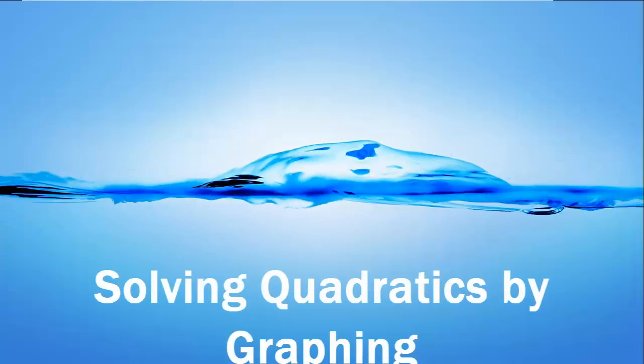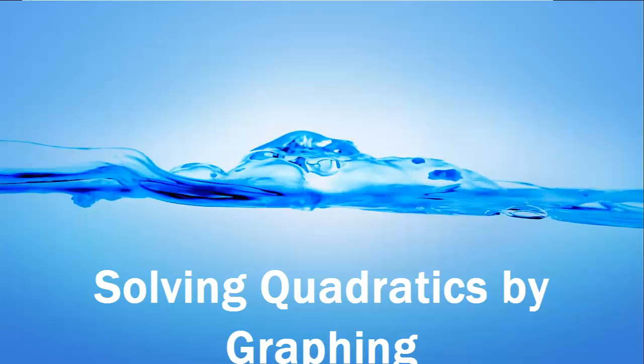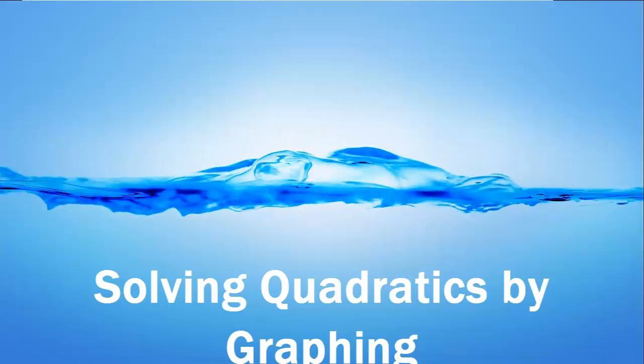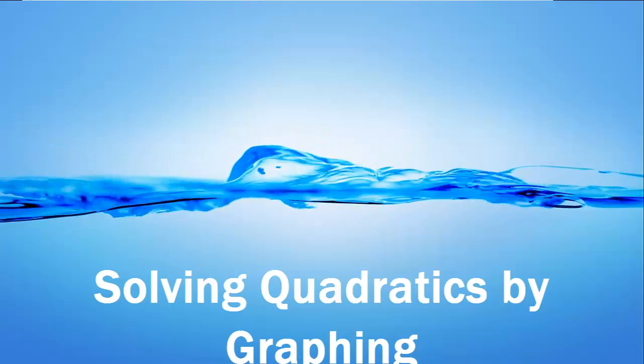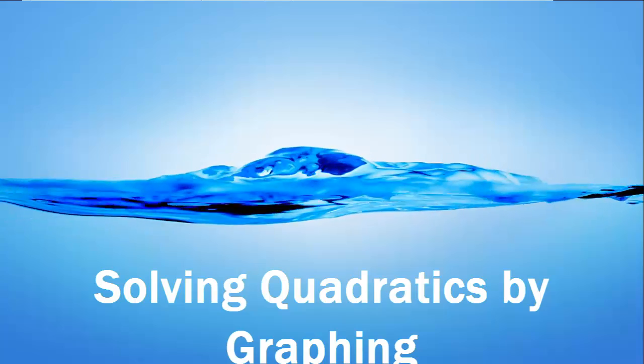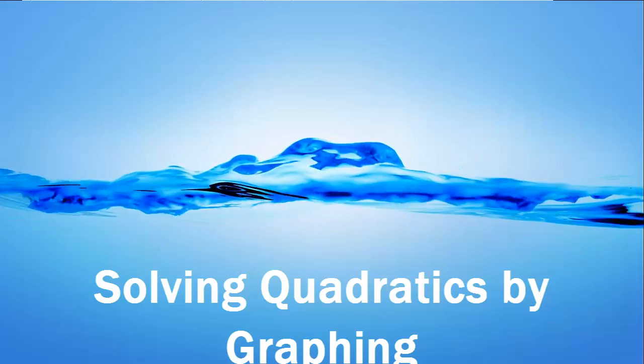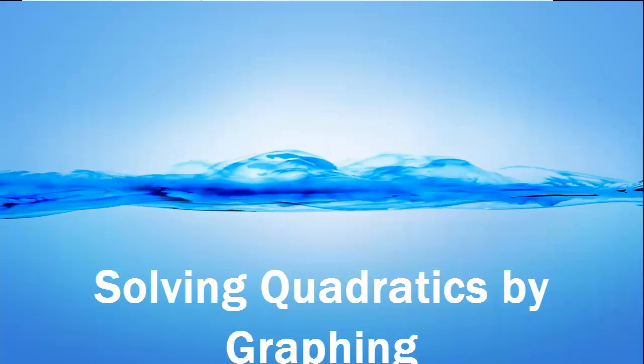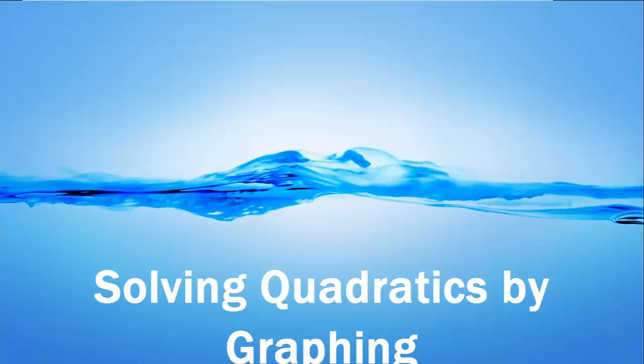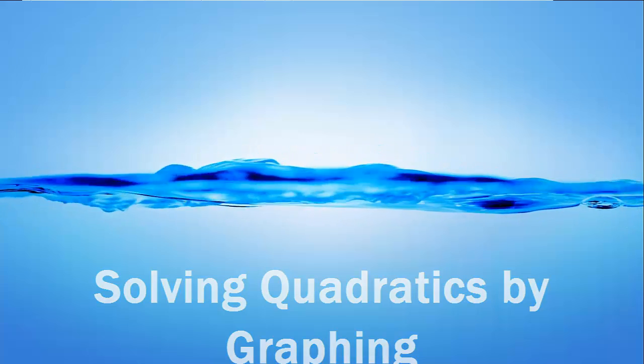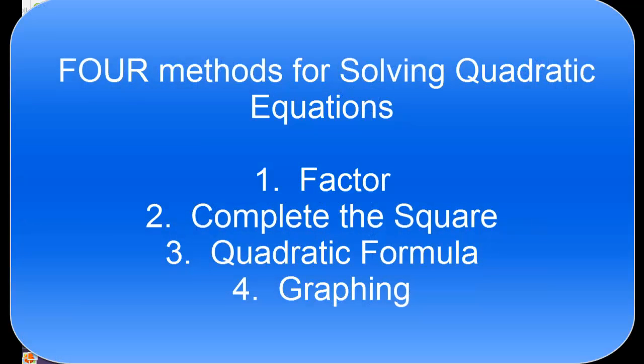Hi again. So today we will solve quadratics using our last method, and that's graphing. So in the end, you're going to have 4 different ways that you can solve a quadratic equation. You can solve by factoring, which I would do if you can, always, unless you're told otherwise. Then completing the square, the quadratic formula, and then today is graphing.